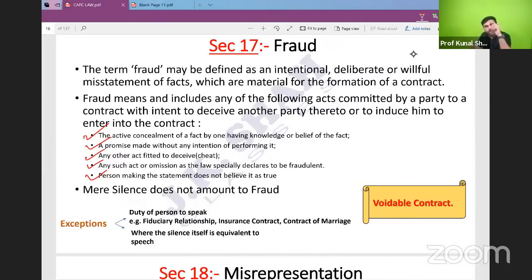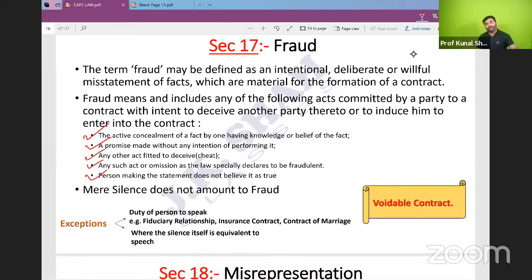I made a promise to a girl that I will marry her. But when I was making that promise, I clearly had an intention not to marry her. Even then I'm making a promise that I will marry her. In that case, I'm trying to do a fraud with that girl.